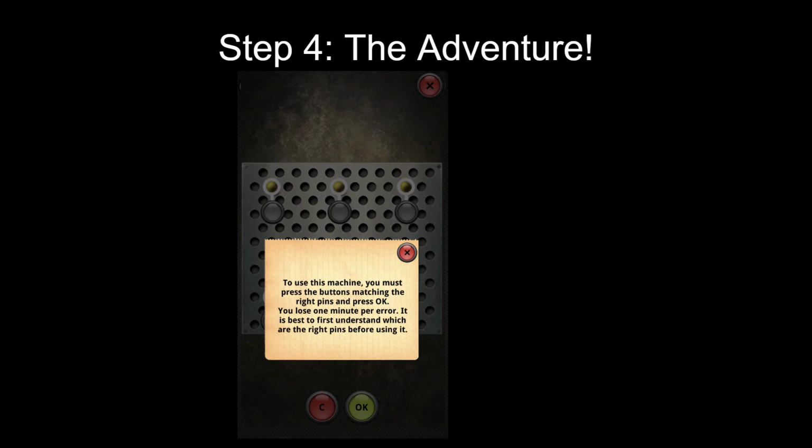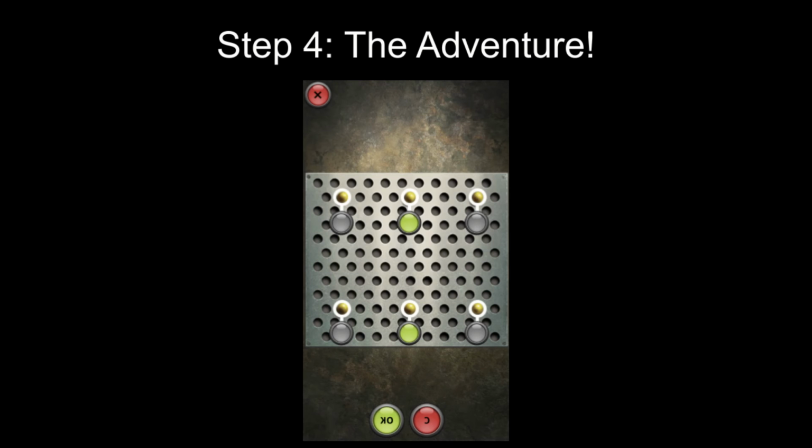Once open, we receive a note which reads, "To use this machine, you must press the buttons matching the right pins and press OK. You lose 1 minute per error. It is best to first understand which are the right pins before using it." So, in essence, we are attaching the electrical wire to this circuit. How do we know which 2 pins to connect?